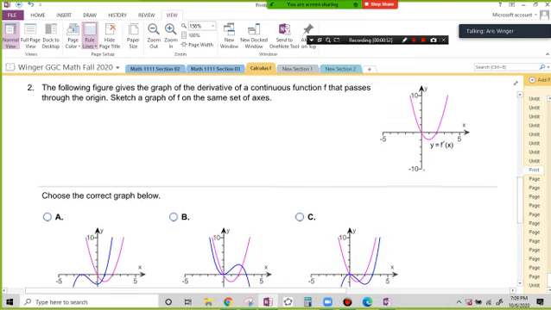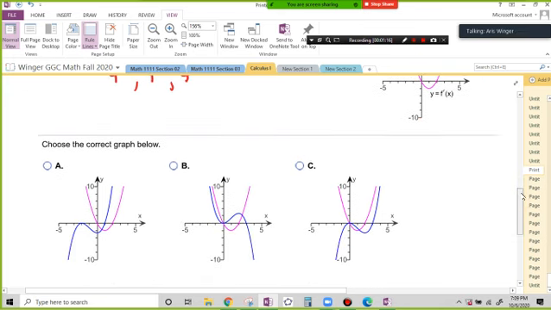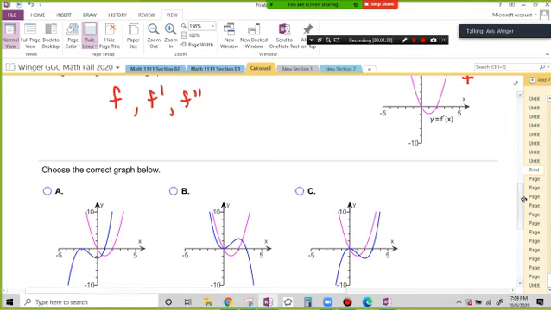The following figure gives the graph of the derivative of a continuous function that passes through the origin. Again, f, f prime, f double prime. Looks like they've given us the derivative. This is f prime. Which one is the function graph with this, the antiderivative, right? So you're looking for the original function.